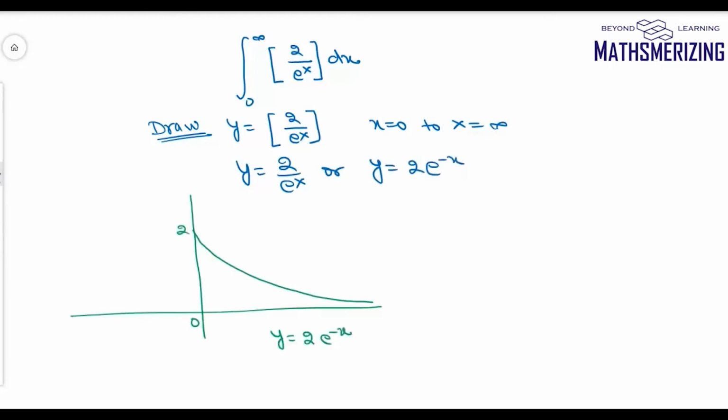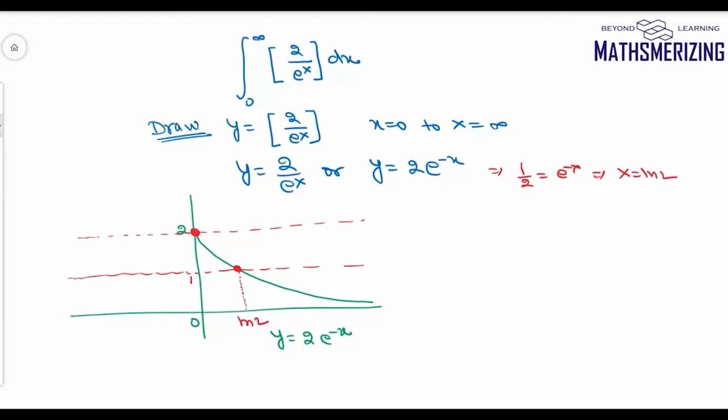Now I need to take the transformation of greatest integer function of x. So draw horizontal lines at integral points of y. So I'll draw a horizontal line at 2 and I'll draw a horizontal line at 1. I'll mark these points of intersection and I'll find the corresponding value of x. So if I put y as 1, value of x will be ln 2. Now between y equals 1 and 2, draw a horizontal line at y equals 1. Between 0 and 1, draw a horizontal line at 0. So the graph in red represents the graph of greatest integer function of 2 upon e to the power x.